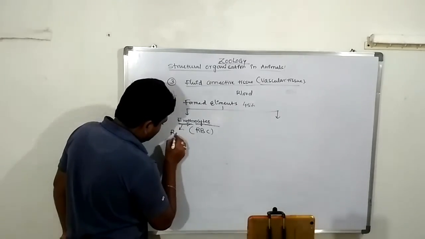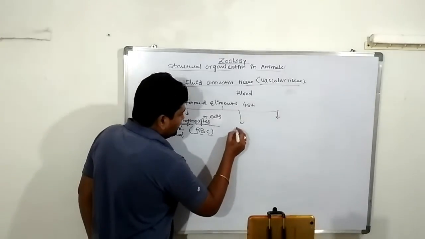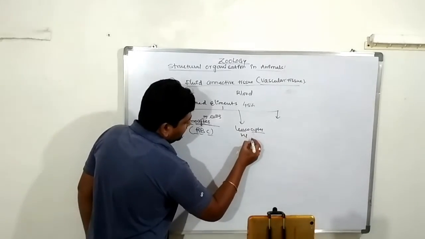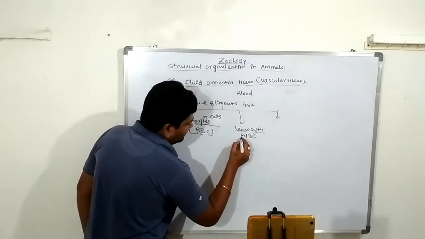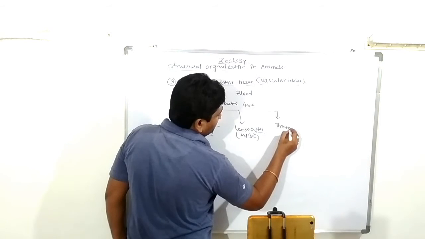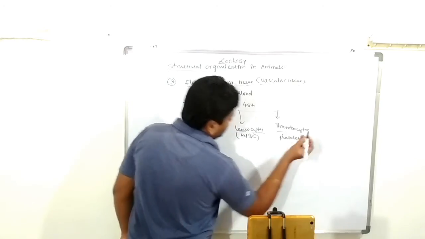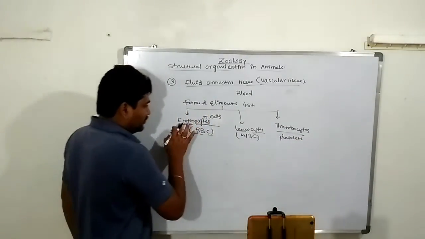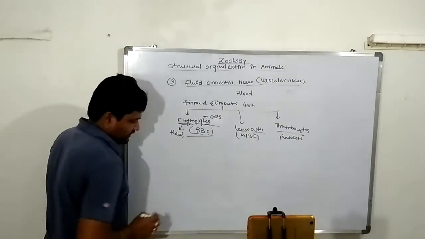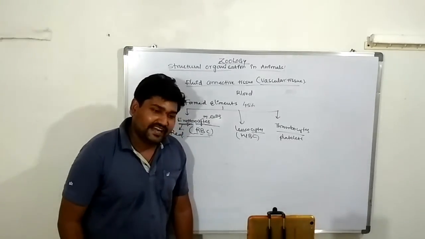Erythro means red, cyte means cells, so erythrocytes are RBC. Next, leukocytes. Leuko means white, cyte means cells, so white blood cells. The third are thrombocytes, which are called platelets. Are you clear? Yes. These are known as erythrocytes, leukocytes and thrombocytes. First, erythrocytes, RBC. RBC is commonly known as red blood cells.